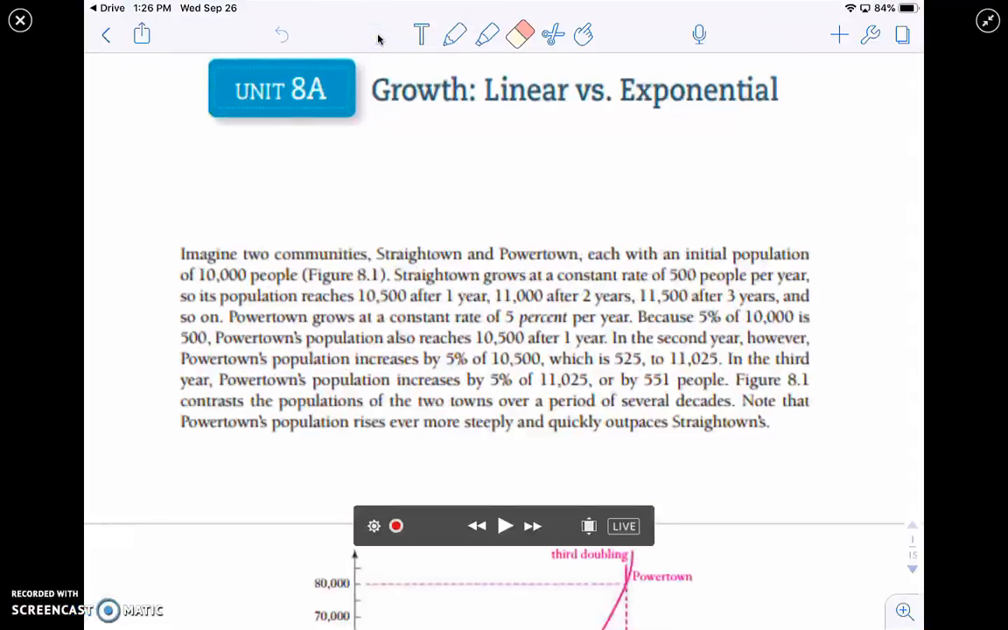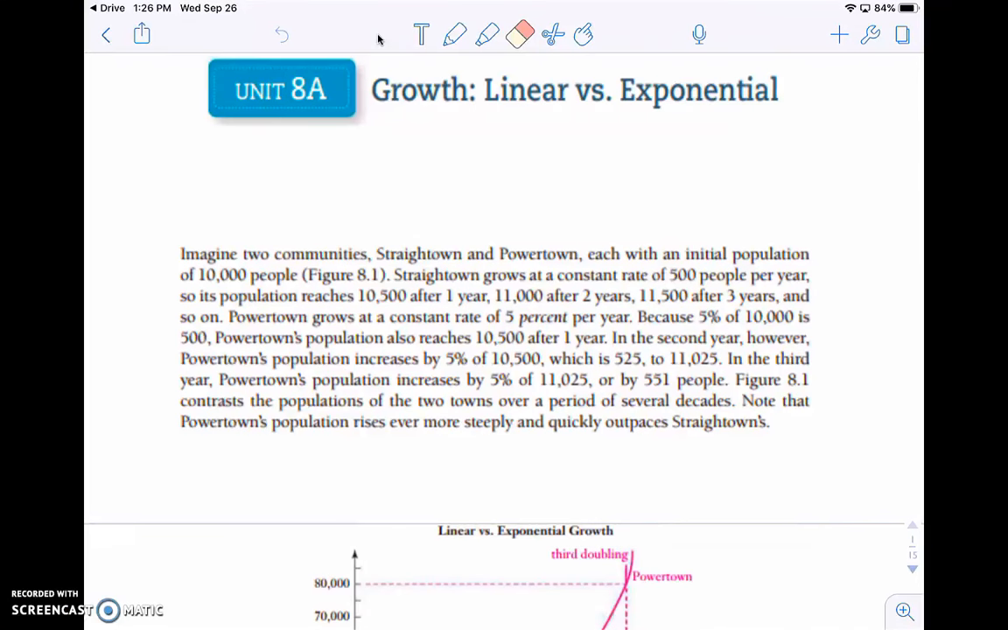Okay, in this video we're going to be looking at Unit 8A and the idea of linear versus exponential growth. So, set this up with an example here. Imagine you have two communities, one called Straytown and the other called Powertown, each with an initial population of 10,000 people, and it's in this figure right here.